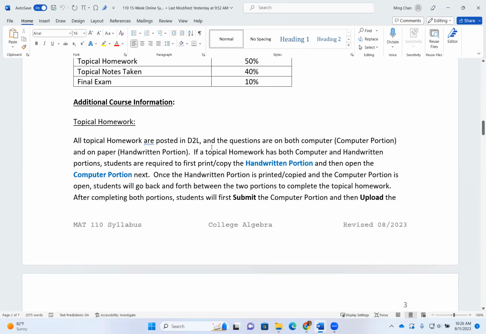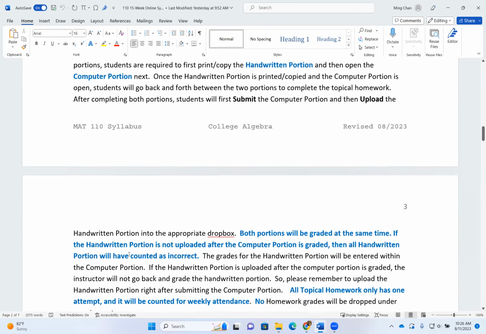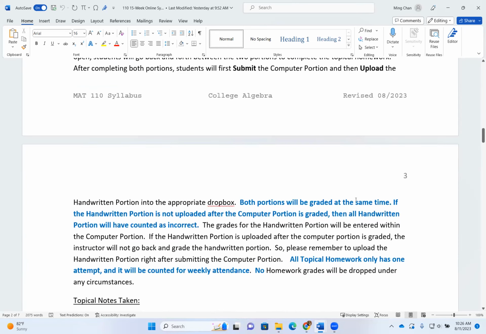All the homework is posted in D2L, and the questions are on both computer and on paper, which is the handwritten portion. If a topic's homework has both computer and handwritten portions, you are required to first print and copy down the handwritten portion and then open the computer portion next. Once the handwritten portion is printed and copied, and the computer portion is open, you will go back and forth between the 2 portions to complete that homework assignment. After you complete both portions, you will first submit the computer portion and then upload the handwritten portion into the correct Dropbox. Both portions of homework will be graded at the same time.